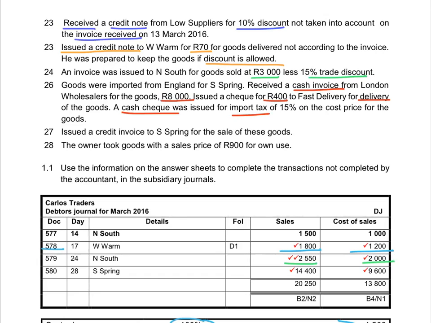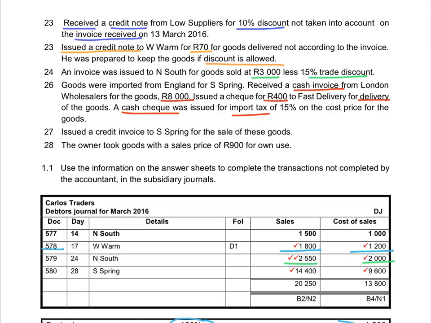When we buy goods, the cost price of the goods plus any expenses paid when we buy the goods, from the day that we buy it until it's delivered to our premises, will form part of the cost price of the goods. Therefore, the cost price of 8,000, the delivery cost of 400, and the import tax will form part of the cost price of inventory.